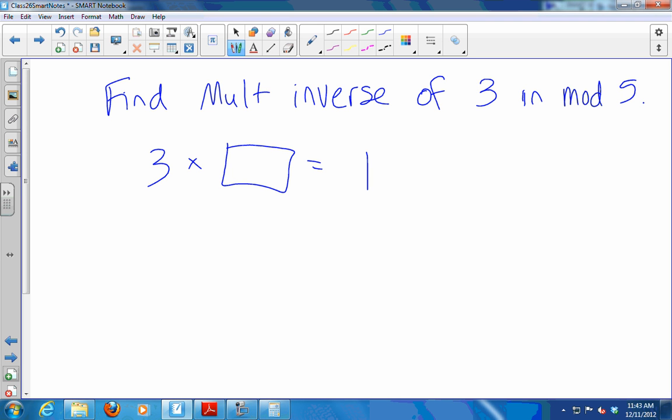So to generate a number that's equivalent to 1 in mod 5, you can just add 5 over and over. So I would have 6, 11, 16, but I can stop at 6, right? Because now there is a number I can multiply 3 by to get 6. So 2 would be my answer.